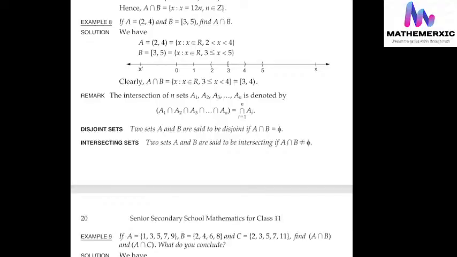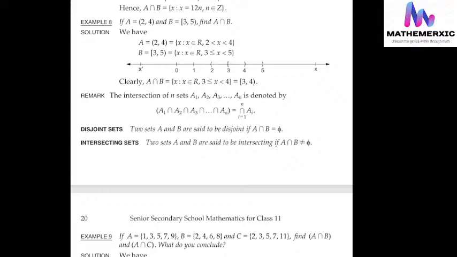So let's say A is equal to the open interval (2, 4) and B is a right open set, [3, 5). We need to find A intersection B in this case. First, we need to define this set in a proper fashion. So A is equal to (2, 4), x is such that x belongs to real numbers and x is greater than 2 and less than 4. Obviously, it is 3 only, one value.